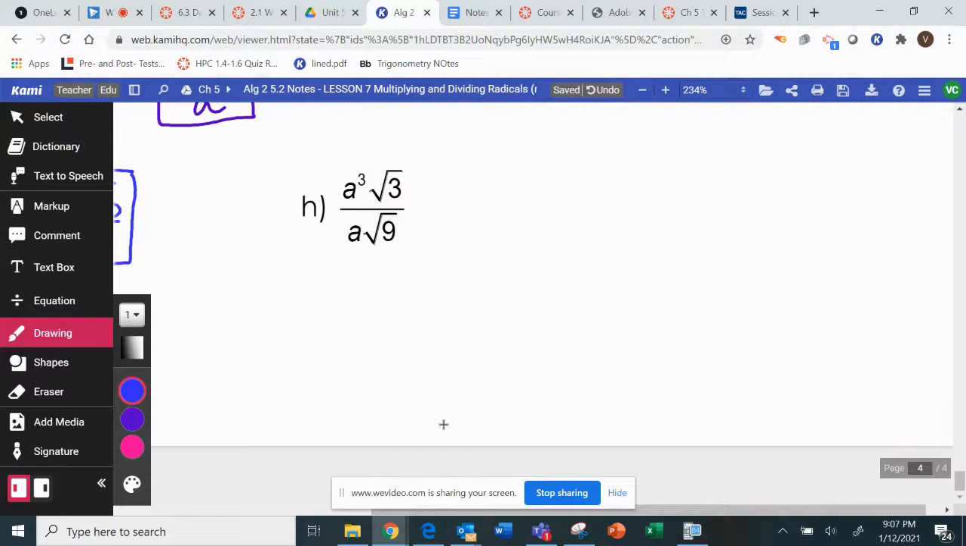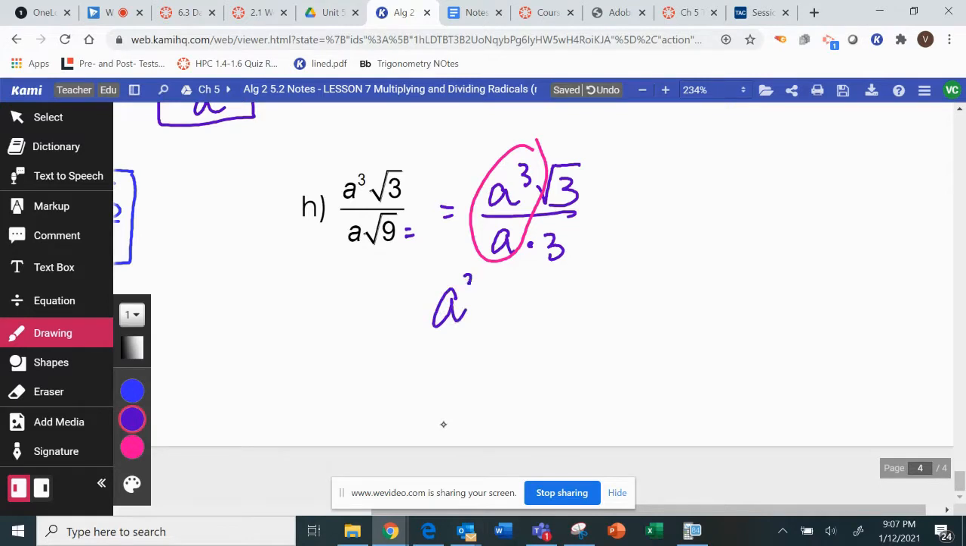All right, last one. Let's see, square root of 9 can be simplified. So we get a cubed square root 3 over a times 3. Now we can simplify if they have the same base, like the a's. We can do a to the 3 minus 1, which is a squared. But these are not the same. One's a radical, one is not. So the square root of 3 stays the square root of 3, and the 3 by itself stays a 3 by itself.